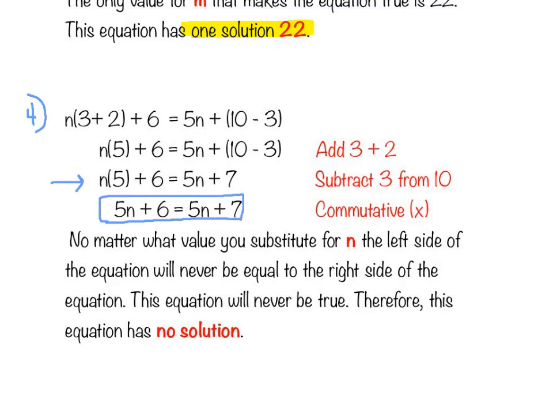When you see something like that, you can just say that it doesn't matter what you substitute for n on the left side of the equation, it'll never be equal to the right side. Therefore, sometimes our equations can have no solution.